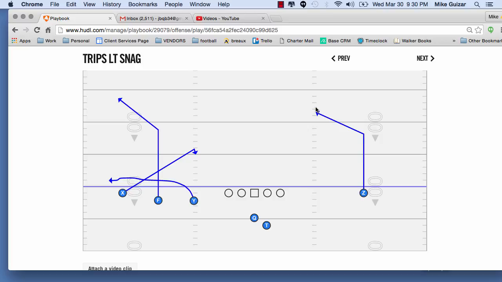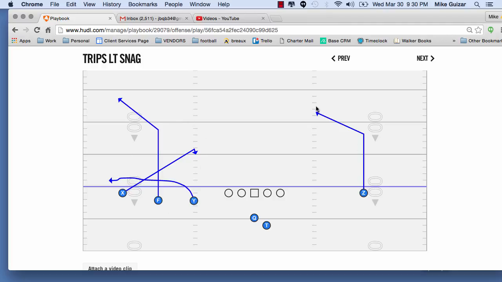Now, I could tag any route. What I mean by that is, if I just call trips left snag, we know that the 3 wide receiver side is running the snag concept. You need 3 wide receivers to run the snag, because the snag is the snag with the flag and the flat. We have that right here. So Z will run the post backside.